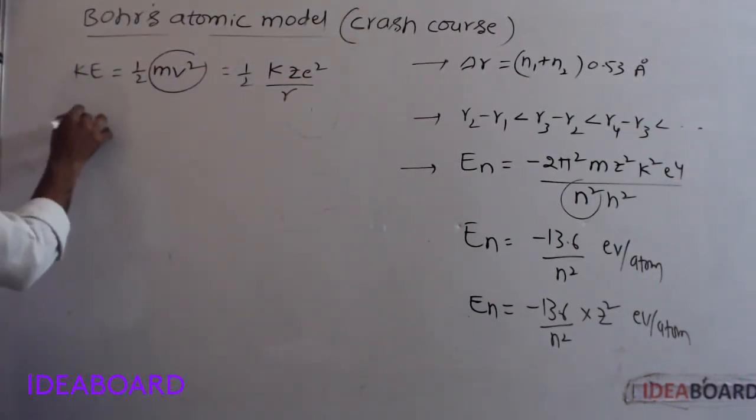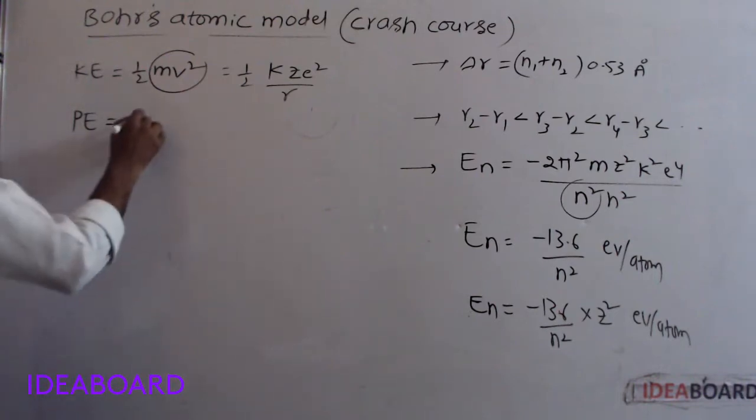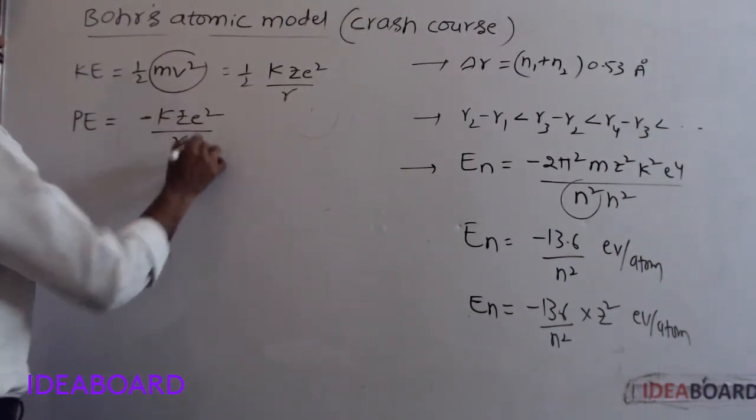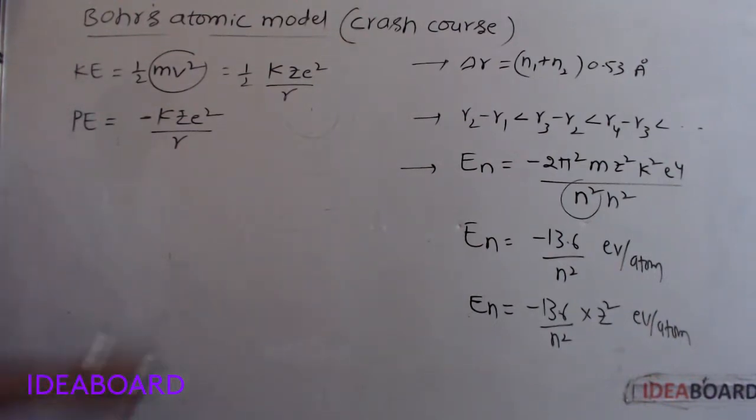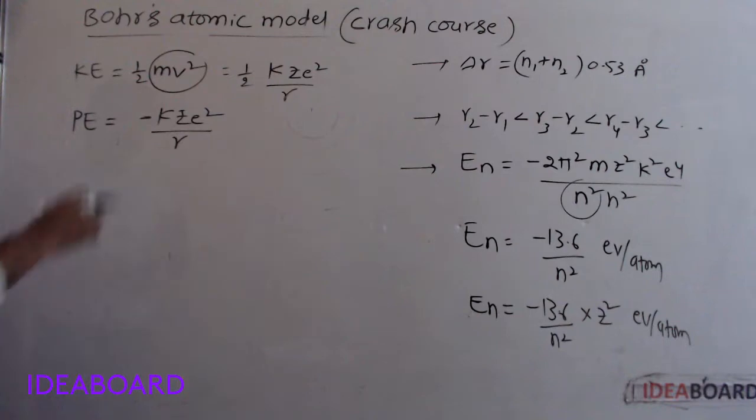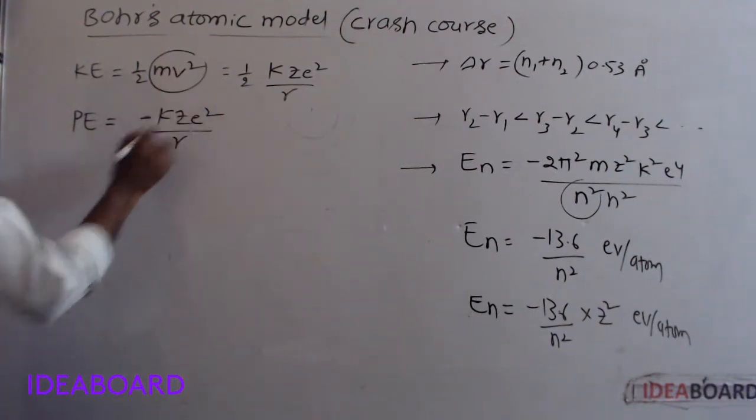Next, potential energy is equal to minus kZe square by r. Kinetic energy is kZe square by 2r. Potential energy is minus kZe square by r.